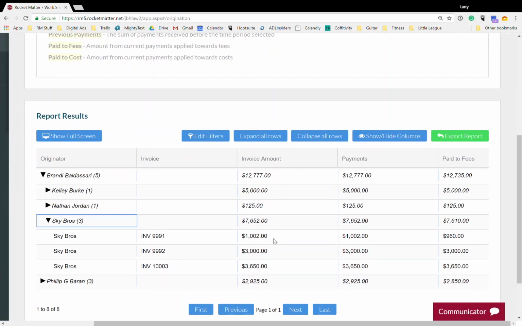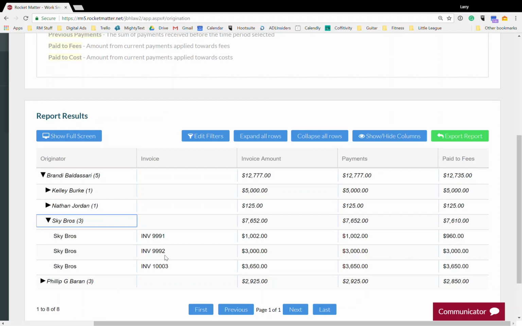On this first one, there is an invoice amount of $1,002, payments of $1,002. And if we were to take a look at this invoice, we would see that there were $960 worth of fees. So there was some costs baked into that invoice, right? Which we might not want to consider clearly if we're going to try and pay an origination fee.